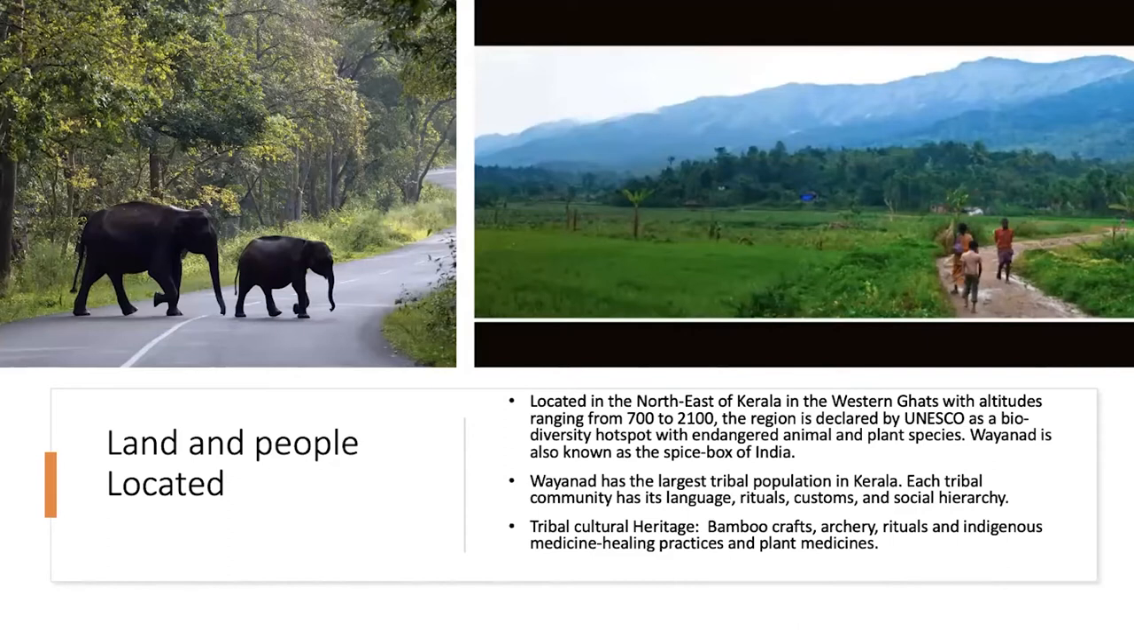So the project is located in Kerala, on the southern side of India. The place is called Wayanad. Wayanad is located in the Western Ghats, which has a large number of tribal population in that particular region. Each tribal community has their own language, rituals, customs, and social hierarchy. So it is a diverse group. And that is one of the problems which we face in the project, to address all these different languages.